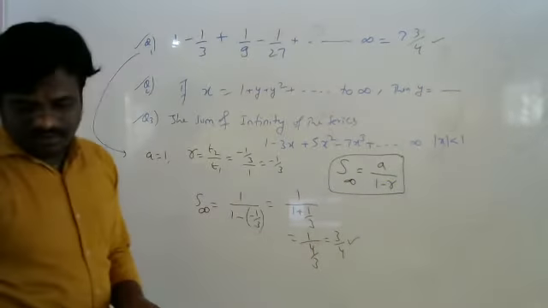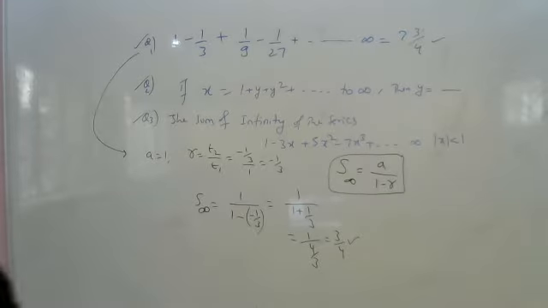Did you understand? Now tell me whether you understood or not. Do you now understand what S infinity is? S infinity of a GP is equal to A by 1 minus R. We substituted the A value and R value in the formula and simplified. The answer you got is 3 by 4.